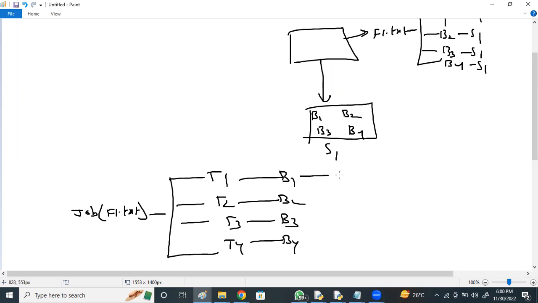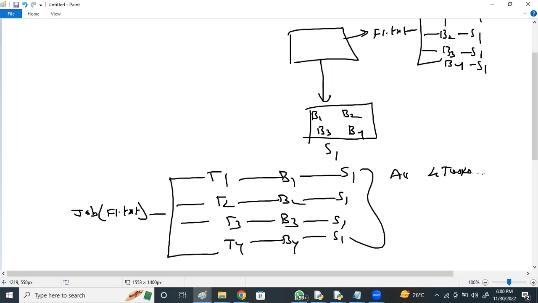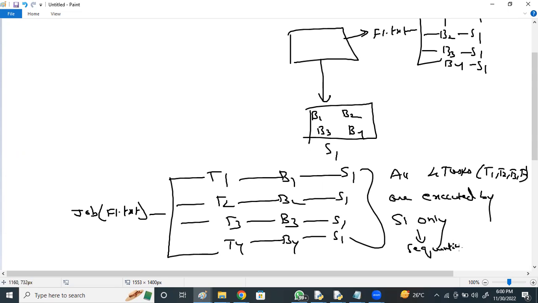Who should execute this T1 task? Slave 1. T2, S1. T3, S1. T4, S1. All 4 tasks are executed by slave 1 only, sequentially. If each task takes 1 hour, the total time taken is 4 hours.